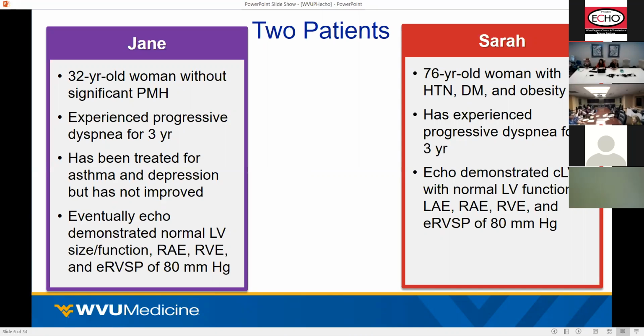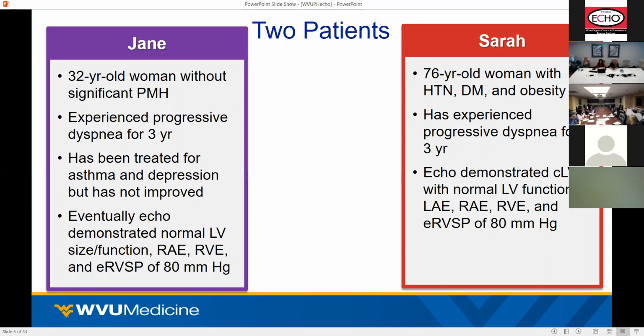So you have two patients. We have Jane and Sarah. Jane is a 32-year-old without much significant past medical history. She's had dyspnea for about 3 years. And a lot of times these patients get treated for asthma and depression, especially asthma, because that's very common. Eventually an echo was done: normal left ventricle size and function, RAE, which stands for right atrial enlargement, RV enlargement, and an estimated RVSP of 80. That's one patient.